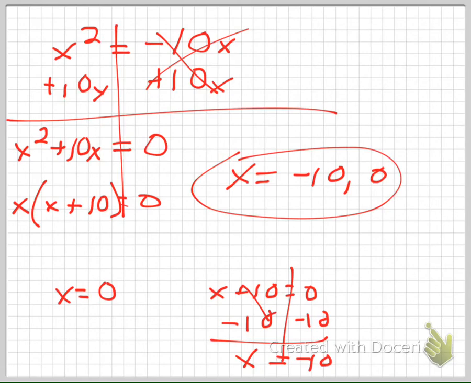How many of you got that? Negative 10 and 0. Does it make sense? I hope so. Really quick, I'm going to show you one more time how to group. I'll do one of these grouping ones just so you can be reminded.